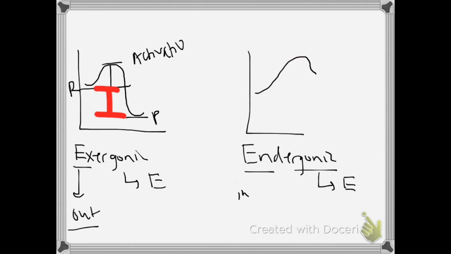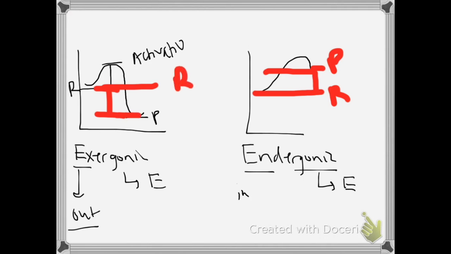But what we're looking at is the difference between our reactants and our products. So we can see that here our products have a higher energy level than our reactants. Over here, our reactants have a higher energy than our products. So this is exergonic and endergonic. It's just basically you're looking at energy levels of the reactants compared to the products.